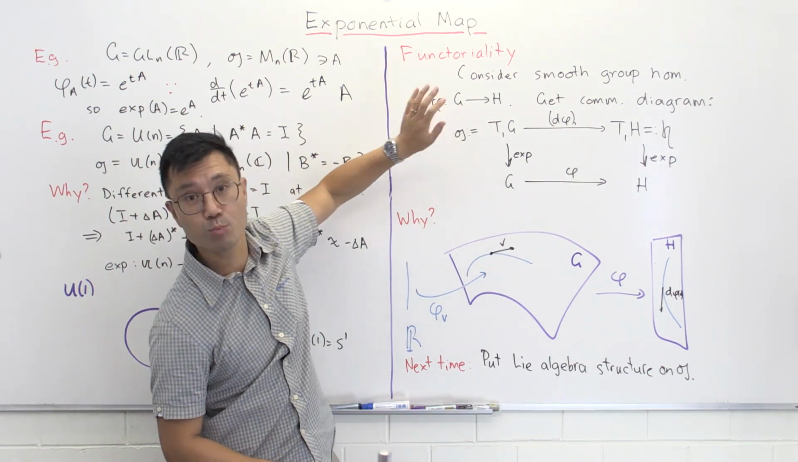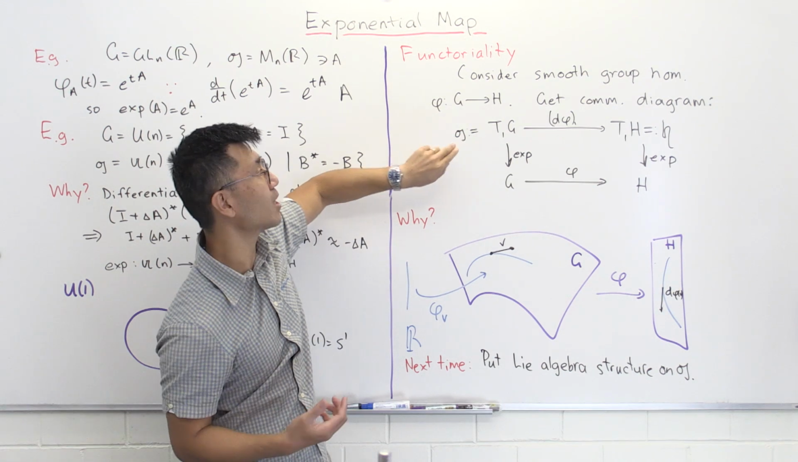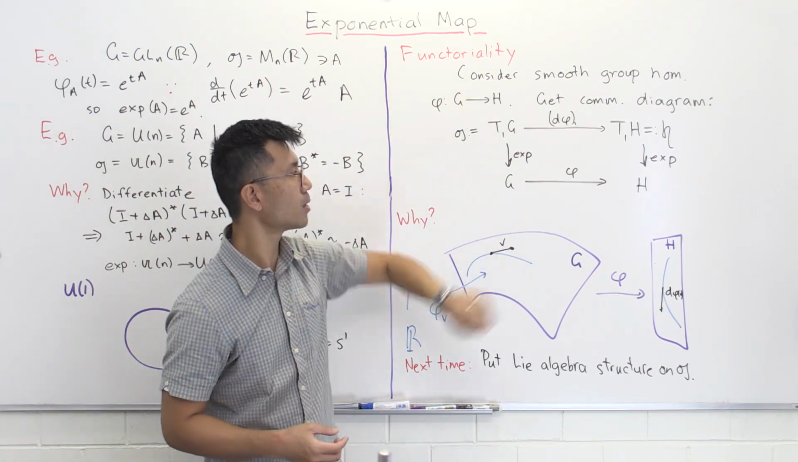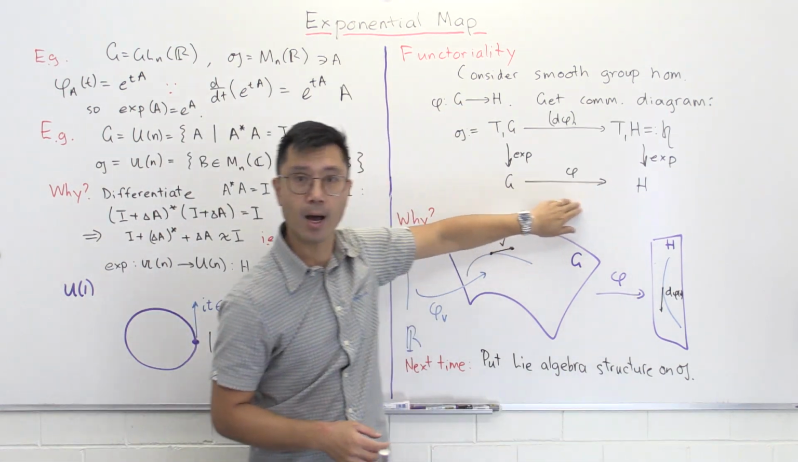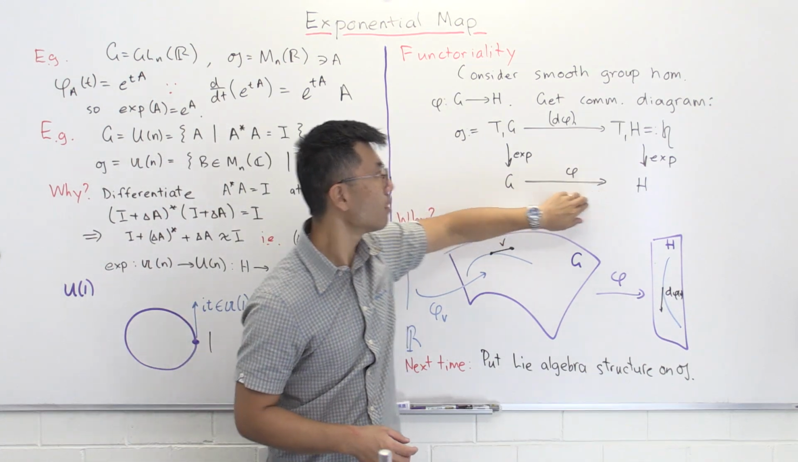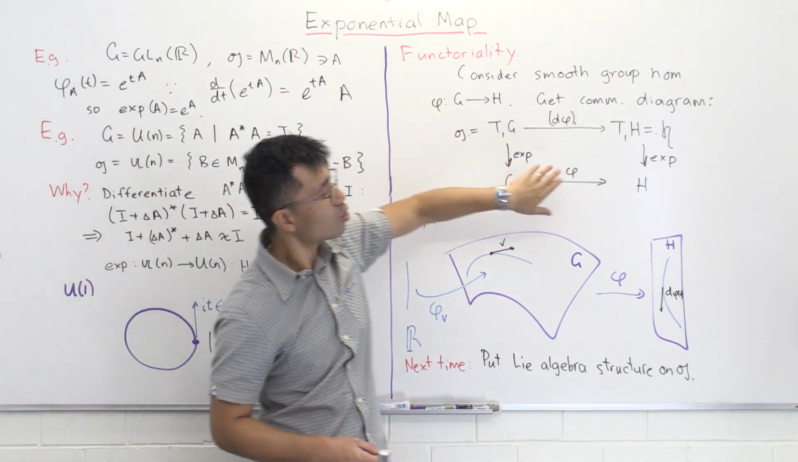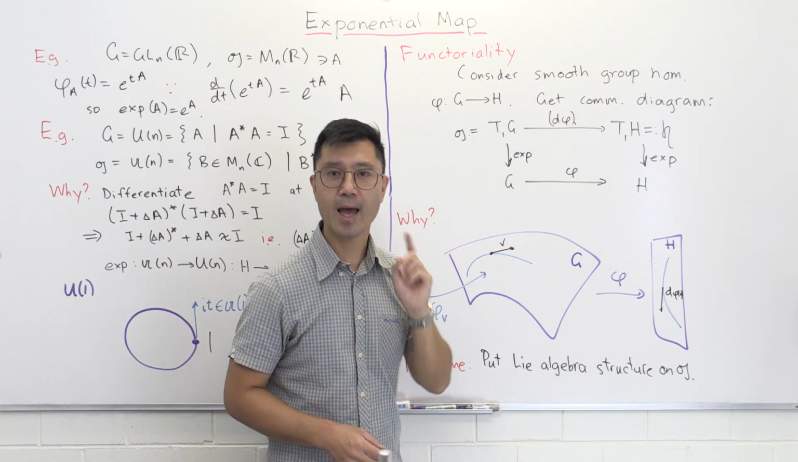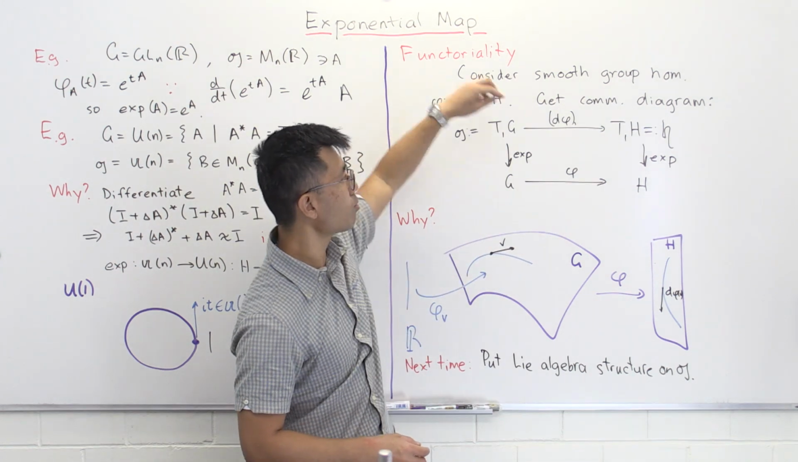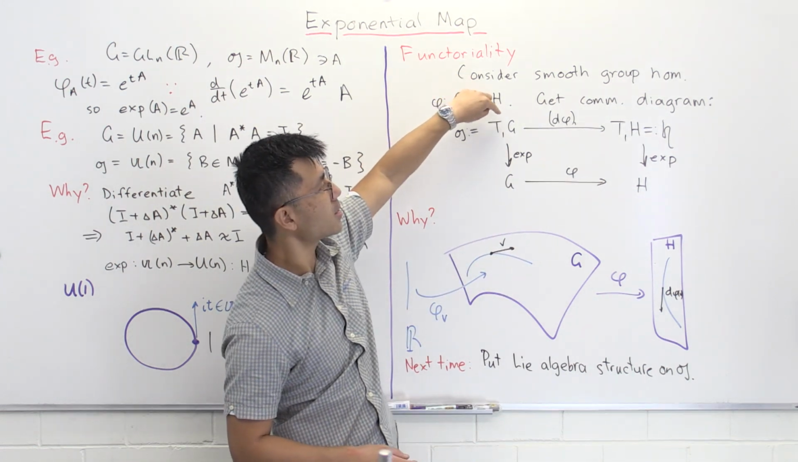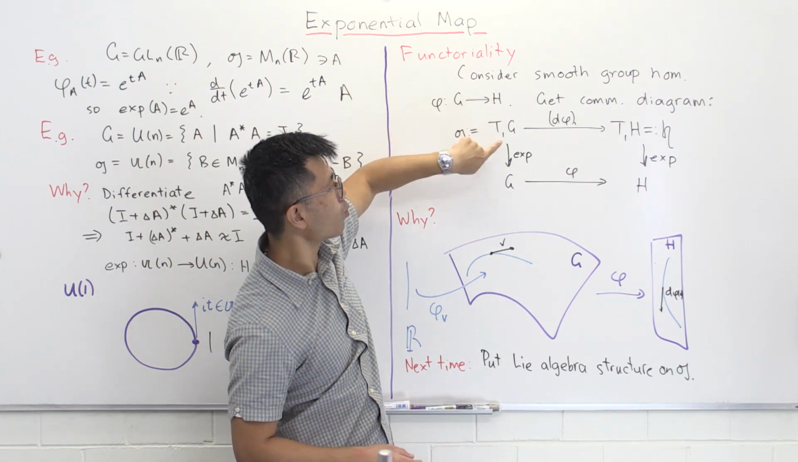Suppose you have a smooth group homomorphism between Lie groups, so phi from G to H. It's written in the bottom map here. What you can also do is take the differential of this at the identity. Remember it maps the identity; it's a group homomorphism, so it maps 1 to 1.